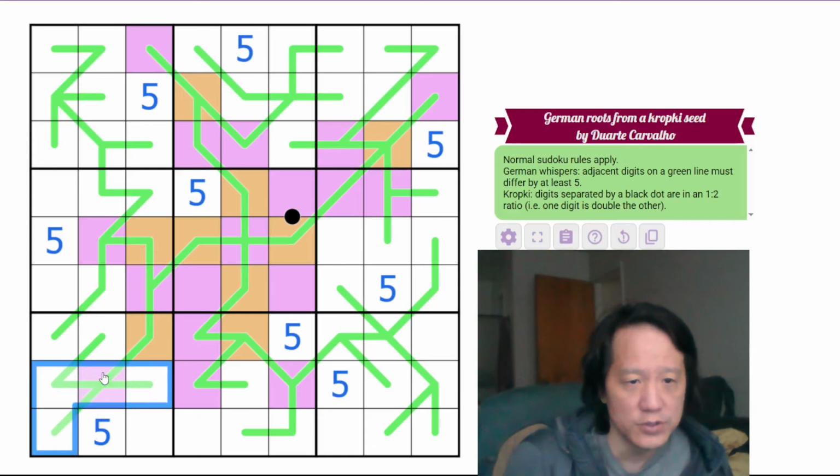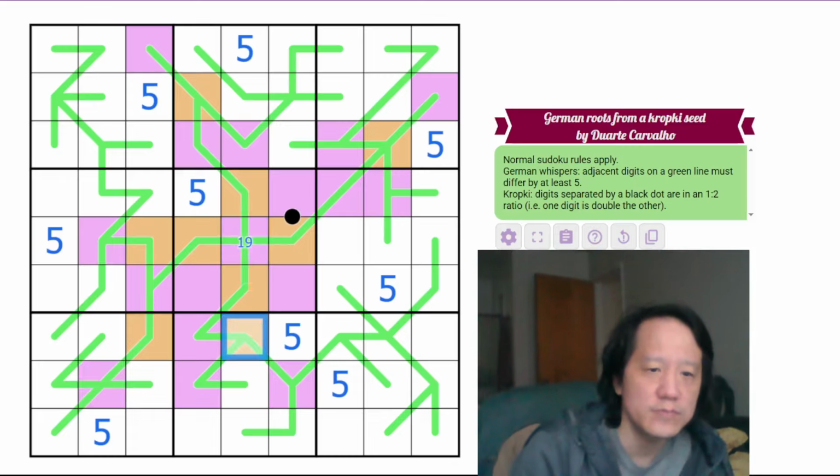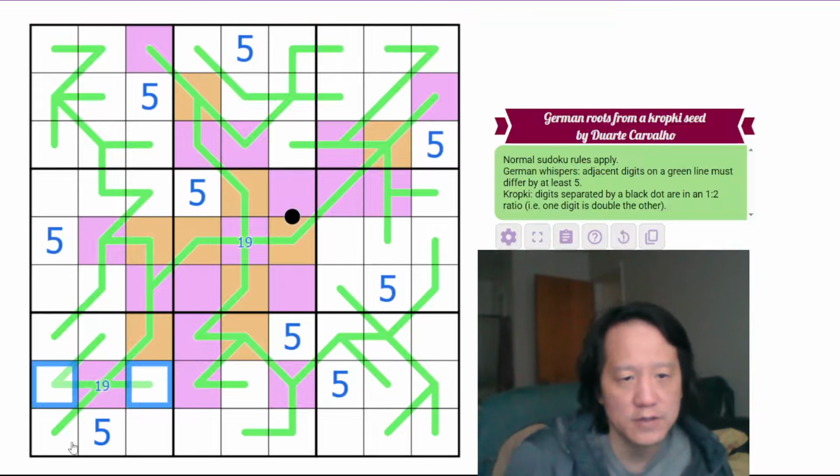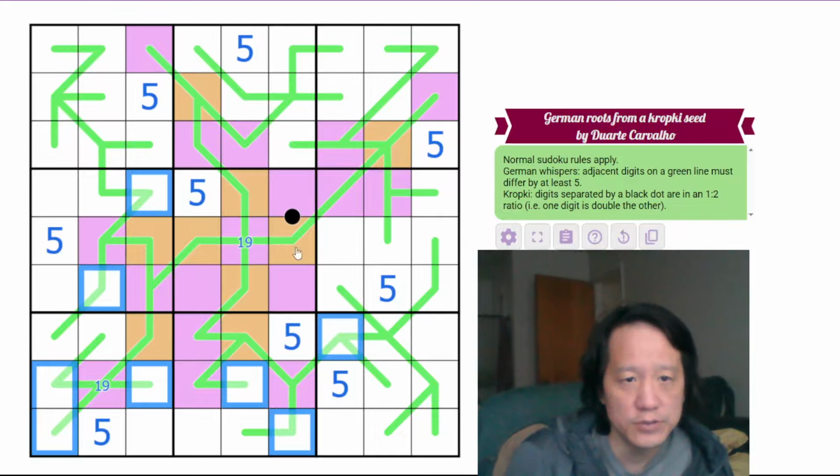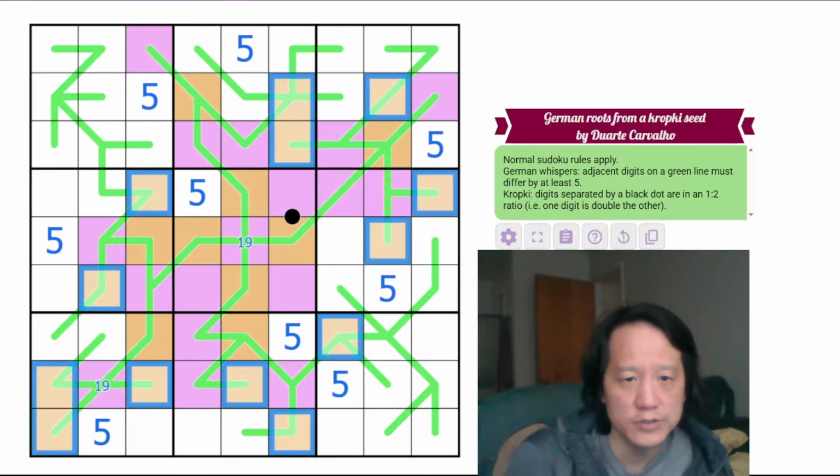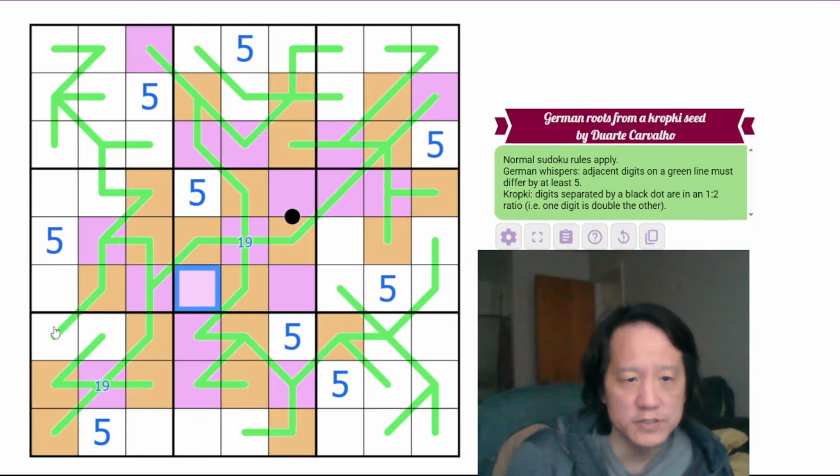Oh, this is also 1 or 9, because it's next to 4 unique digits on a Whisper 5 line. So this is orange, and all of those are orange, which means the ones next to those are pink.